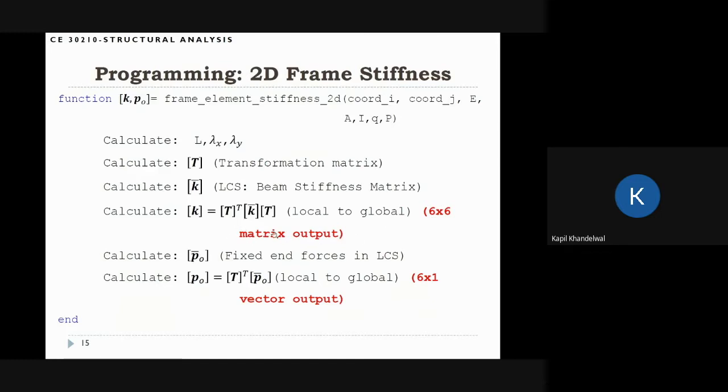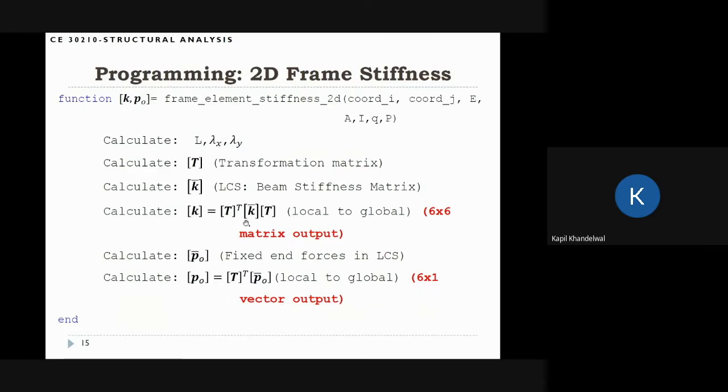So this is a 6x6 matrix here, and then next you will calculate PO bar. So PO bar will include the contribution of two forces, Q and P, and these are in the local coordinate system. So you can use your fixed forces, that chart, to figure out what this PO bar is. And then you will transform it to the global coordinate system by just multiplying by T transpose times PO bar. And this is a local to global transformation, and the output should be a 6x1 vector.